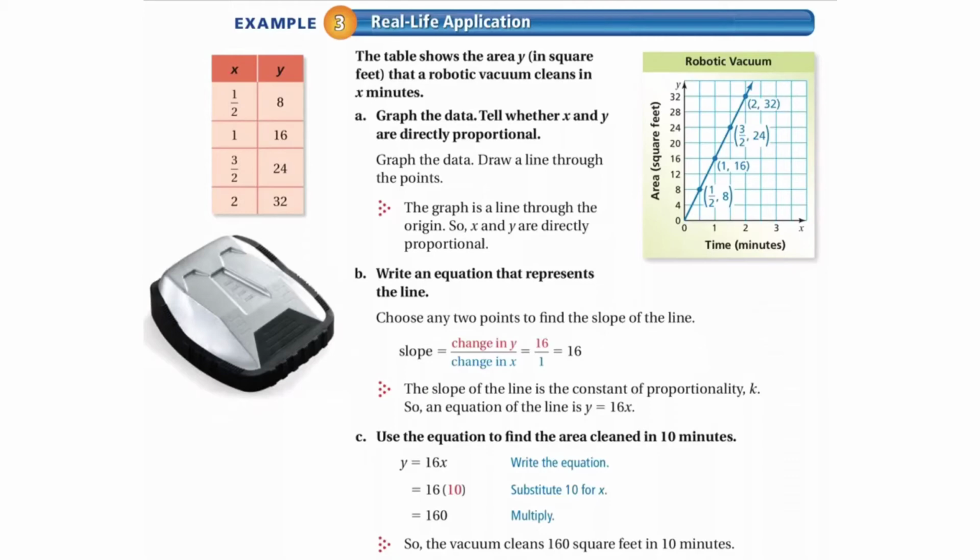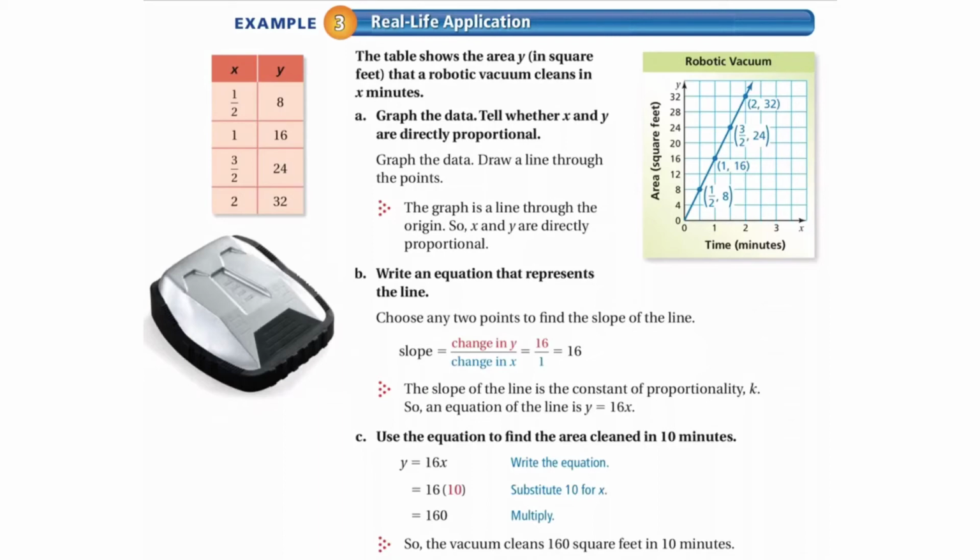Okay? Write an equation that represents the line. So now we remember that the equation is going to be y equals kx, and k is the slope. So it says choose any 2 points to find the slope of the line. They chose the 16 over 1 because remember we put y over x. Now you could have done 8 over 1 half or 24 over 3 halves or 32 over 2. But why not put 16 over 1? It's already simplified for you.